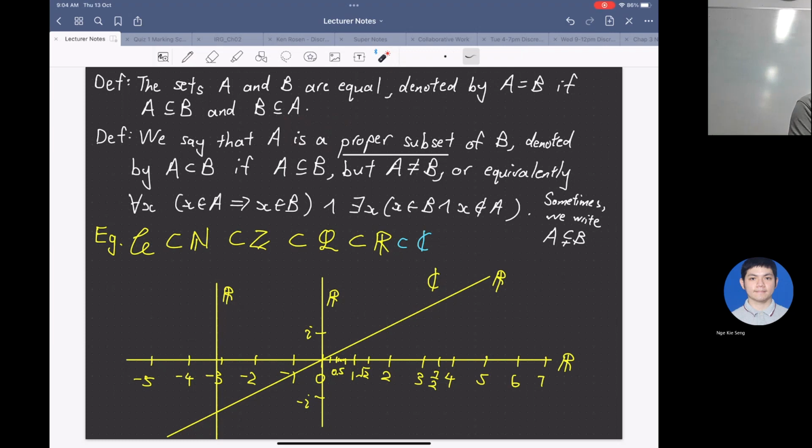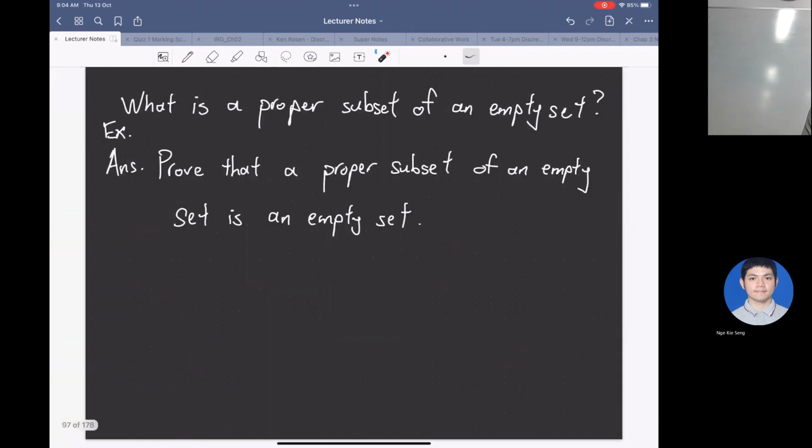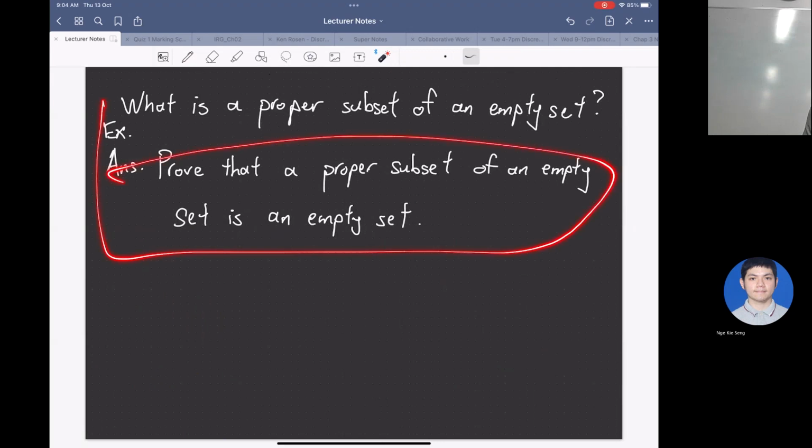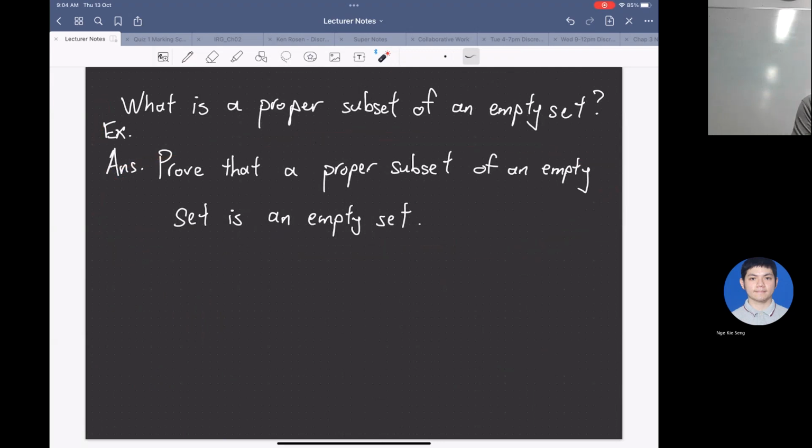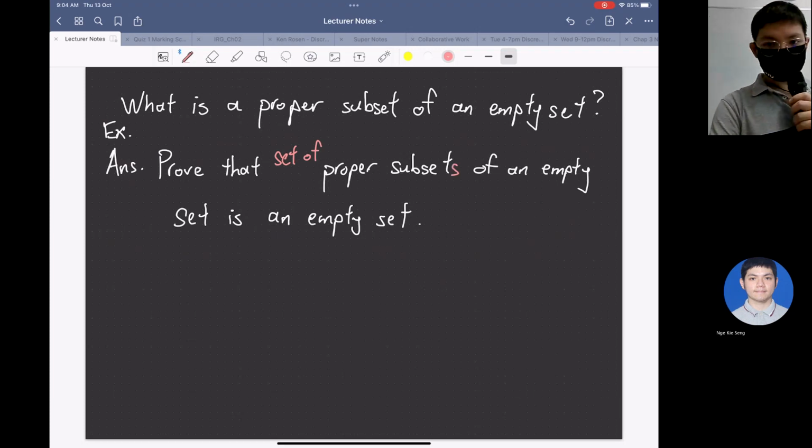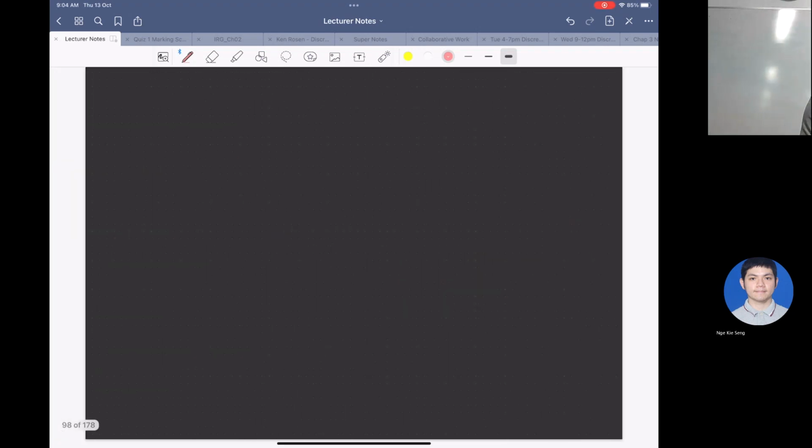Then last week we also talked about how these sets could sit inside each other, and we also talked about the proper subset. An empty set is an empty set. Okay. Today we'll explore more properties of sets.